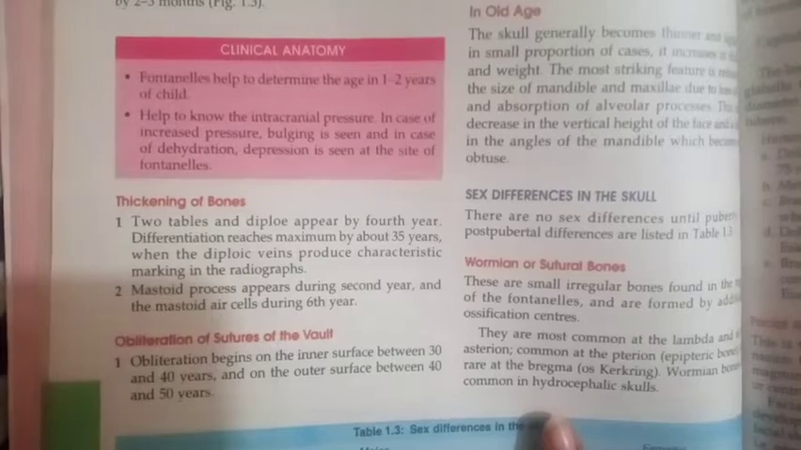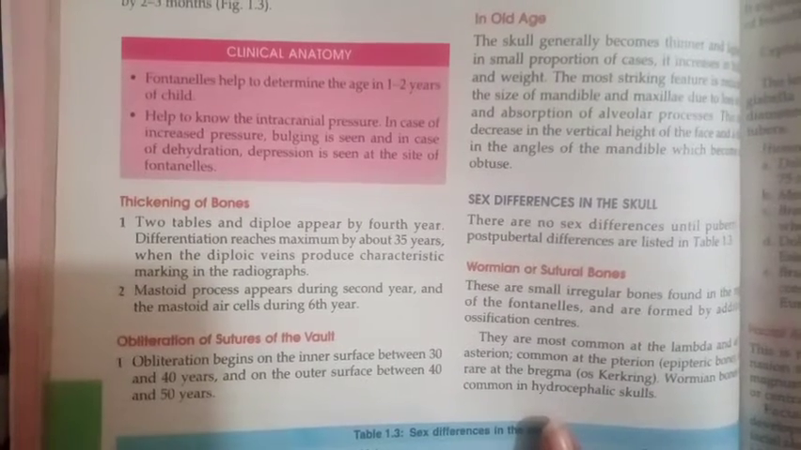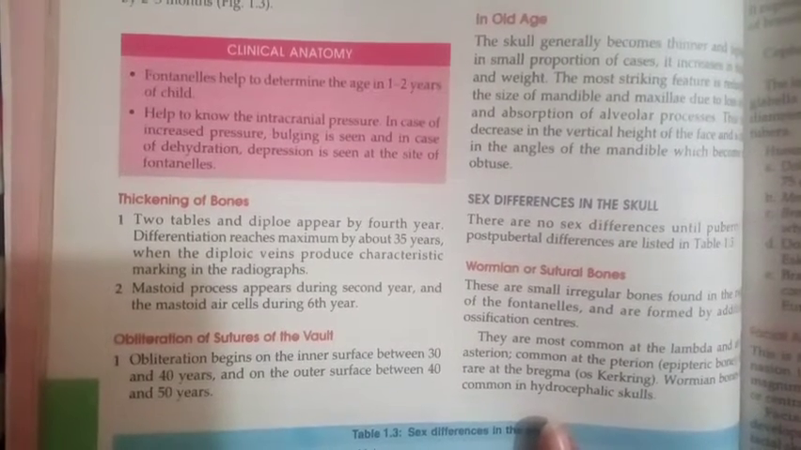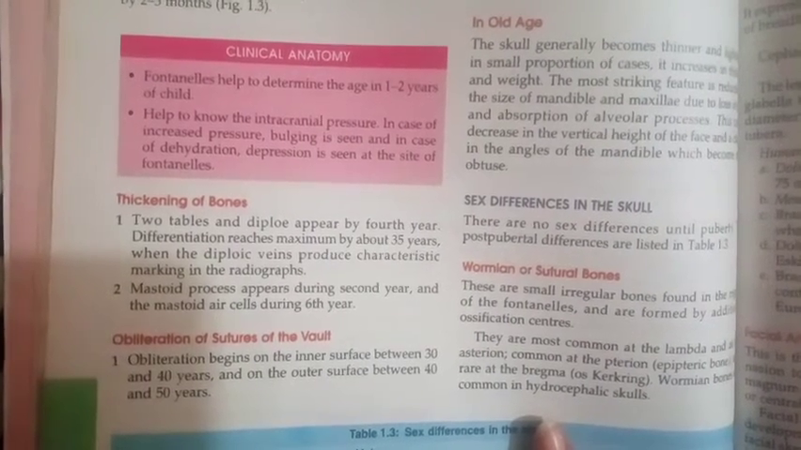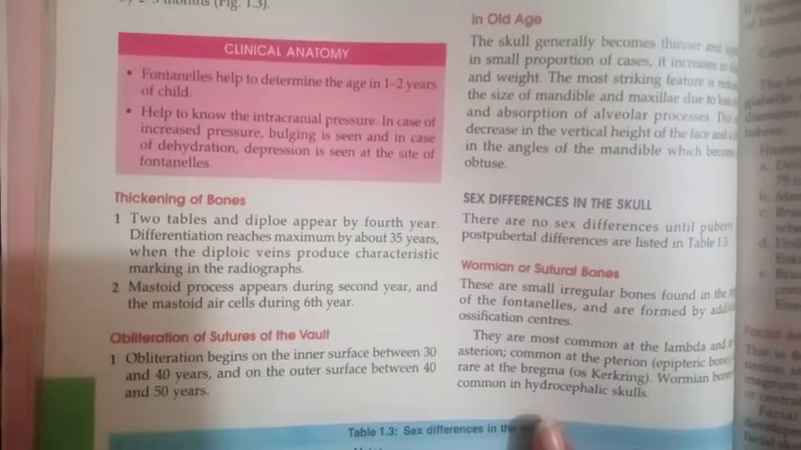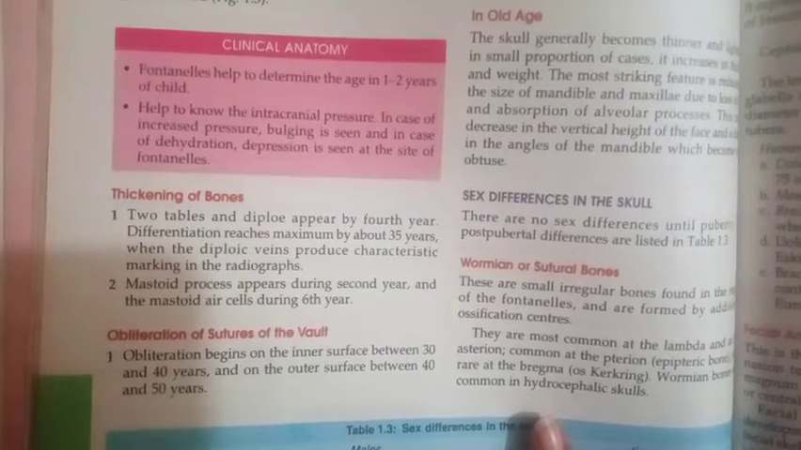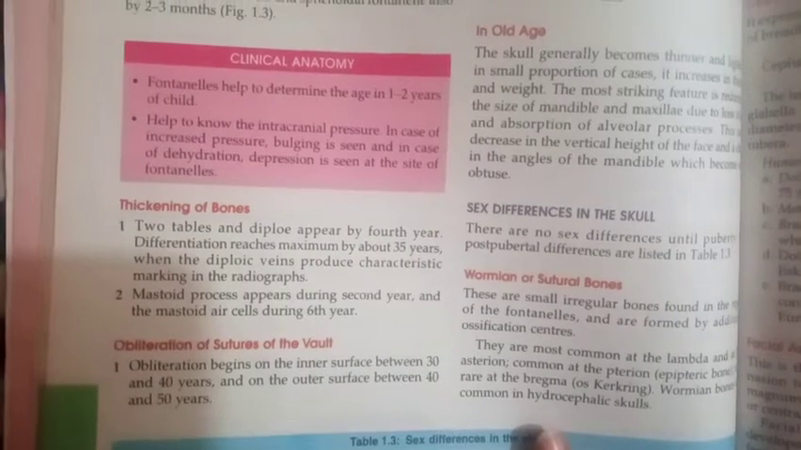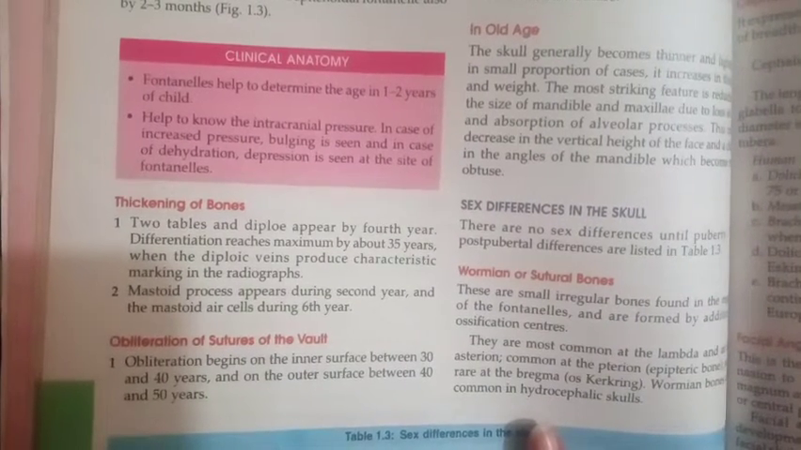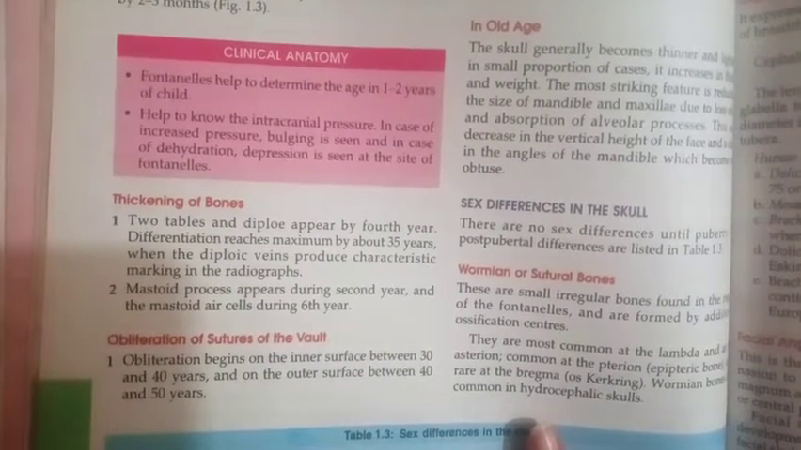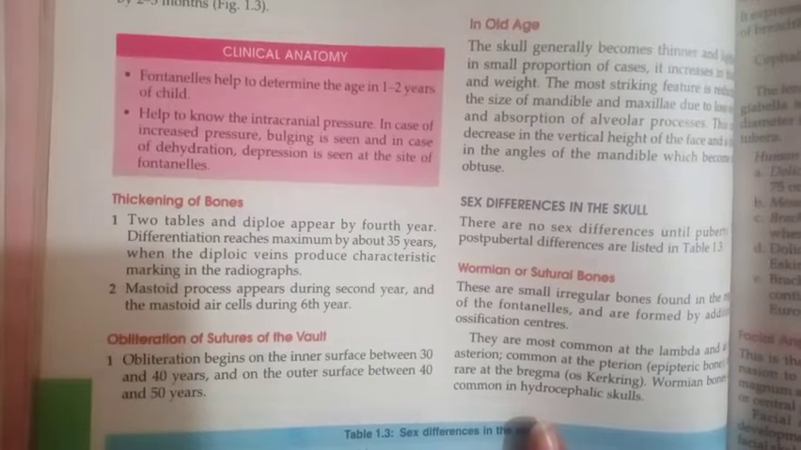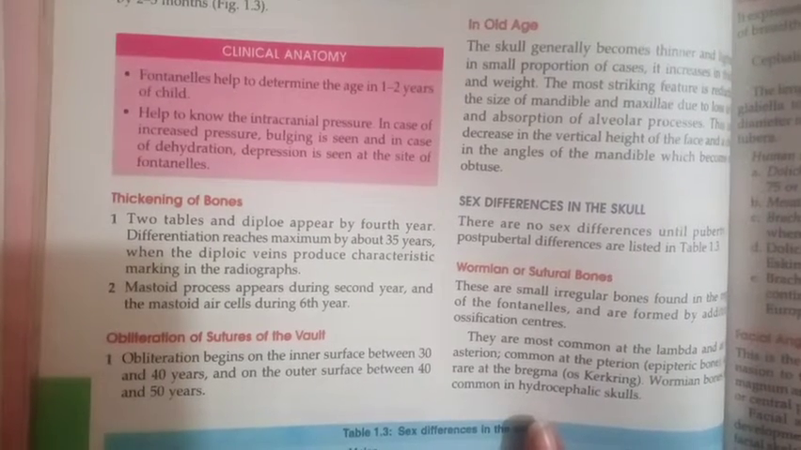The two tables and diploe appear by the 4th year. Differentiation reaches maximum by about 35 years, when the diploic veins produce the characteristic markings in the radiographs. Mastoid process appears during the 2nd year and the mastoid air cells during the 6th year.